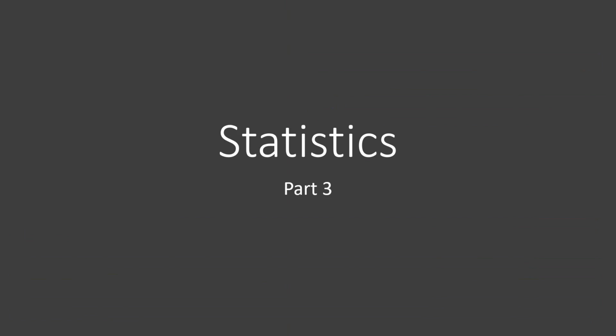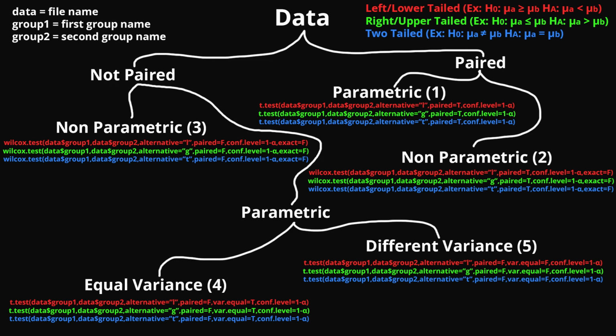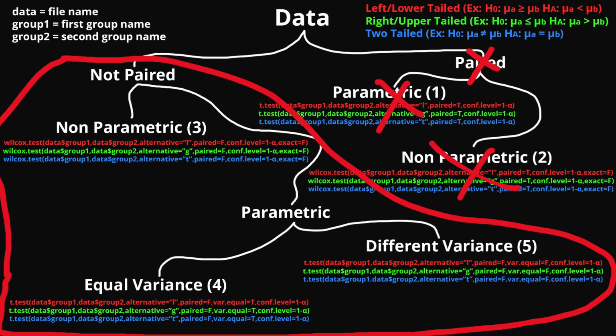Alright, so on to part 3. Again, we're going to be covering the non-paired questions this time. In part 2, we covered the paired parametric and paired non-parametric questions. So let's just get started. Back to the diagram. We're going to be covering the not paired section. This time there are going to be 3 questions instead of 2, because now we also have to deal with variances, which is going to be fun.